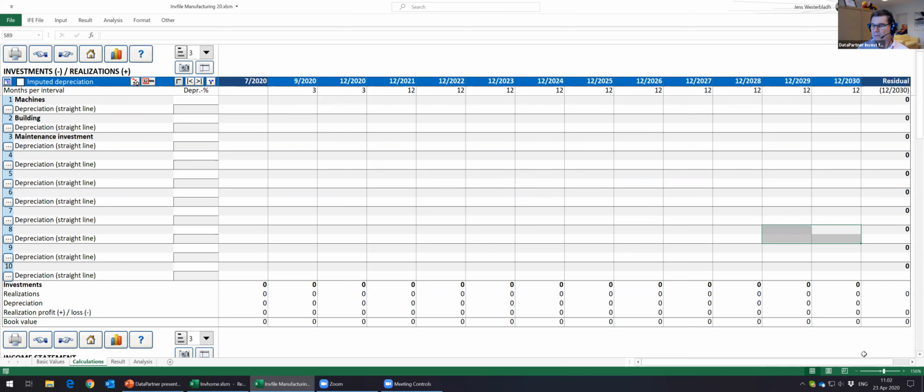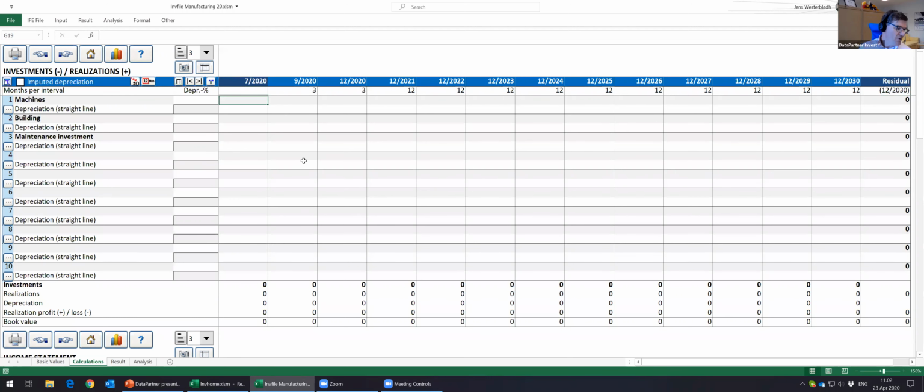Oh, what's happening? Okay, it jumps. Yeah, I didn't see it. So here is the residual period. At the end, there is a separate column for residual values. They will be combined in the cash flow, so they will happen at this exact same moment, but they will be specified here separately.